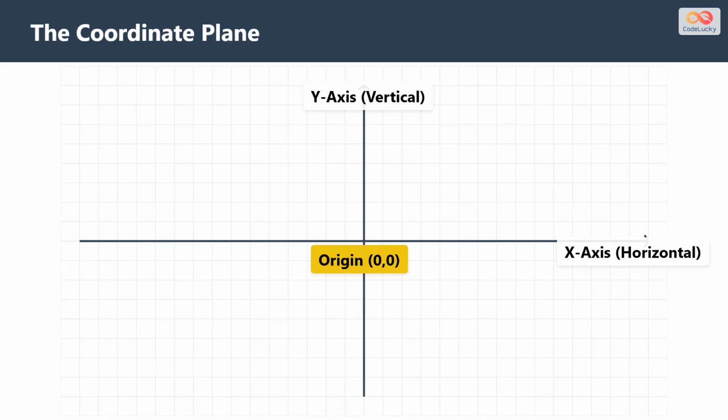This is the coordinate plane. It is formed by two number lines intersecting at a right angle. The horizontal line is called the x-axis, and the vertical line is called the y-axis. Where they cross is a special point called the origin, which represents 0 for both lines.